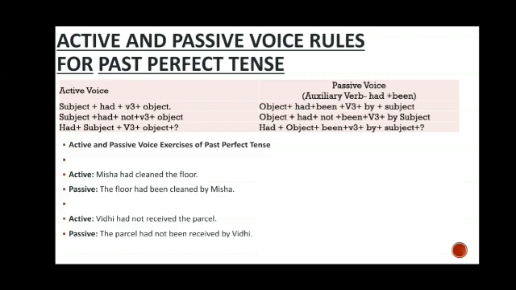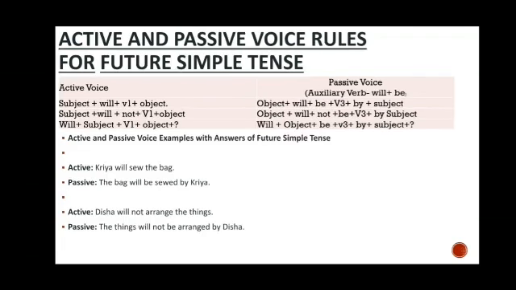If negative, then in the middle you will write not. Okay, and in interrogative, naturally had will come first and then object, then been, then verb third, then by, and then subject. How will you change? Misha had cleaned the floor. The floor had been cleaned by Misha. Vidhi had not received the parcel. The parcel had not been received by Vidhi.